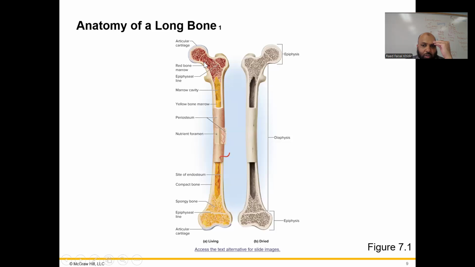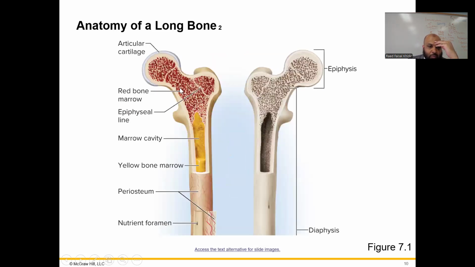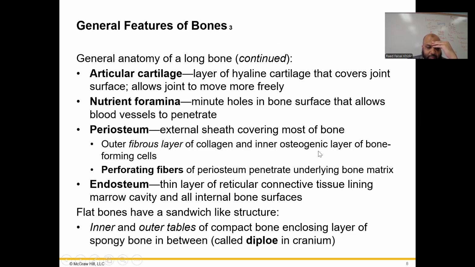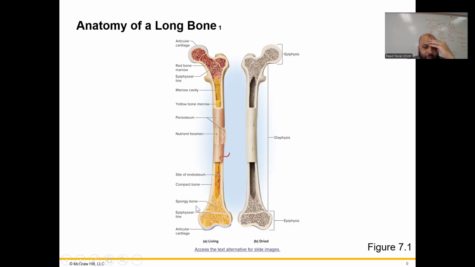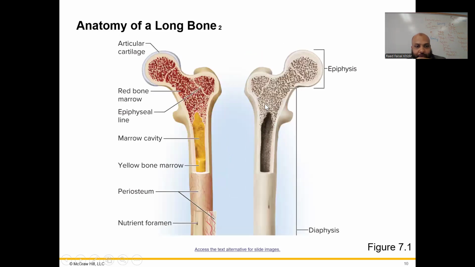I think one of the questions on the exam was to make sure you are able to identify what that is. That is the red bone marrow. That's the epiphysis. That's the diaphysis. The diaphysis is the shaft that provides the leverage, and the epiphysis is the enlarged end of the long bone. That one is important for the joint. The epiphysis is so wide because that is where you have an articulation at the site of the joint.